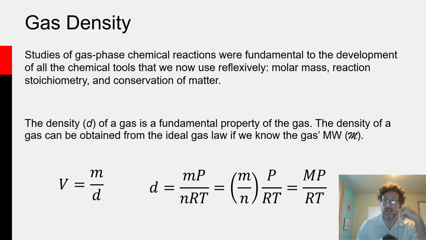So if we have lowercase m, which is mass, divided by lowercase n, which is moles, and we factor that out of the ideal gas law, we now have the molar mass, which I'll abbreviate with an italicized m. And now the ideal gas law also tells us that the density of any gas sample is equal to the molar mass of the sample times the pressure divided by the gas constant divided by the temperature.